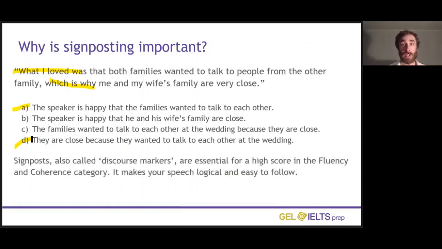I use the expression signpost, but they can also be called discourse markers. This is useful to know for your own research. It's good to learn as many of these types of phrases as you can, because it will really help you get fluent when speaking. At the beginning, when you first learn them, it can be difficult to remember them, but if you practice them as much as possible, it makes your speech more logical and easy to follow for the listener. Okay, we're going to look at some more examples of signposting.